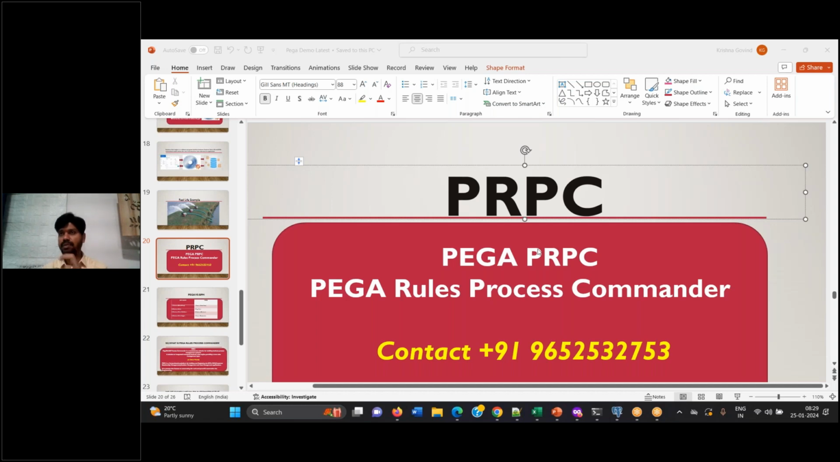Pega platform is a BPM platform. Its entire processing is controlled by rules, which they call Pega rules. These rules are stored in a database called the rule base. These rules from the rule base are driven by a software program called process commander. That's why the name is Pega Rules Process Commander. Okay, so I have repeated it again.